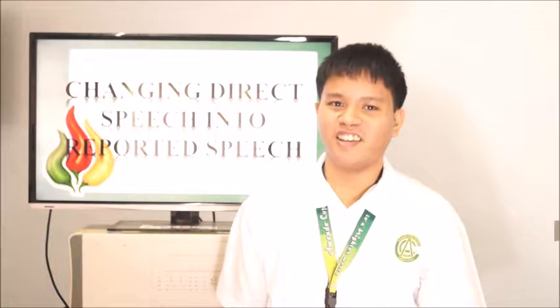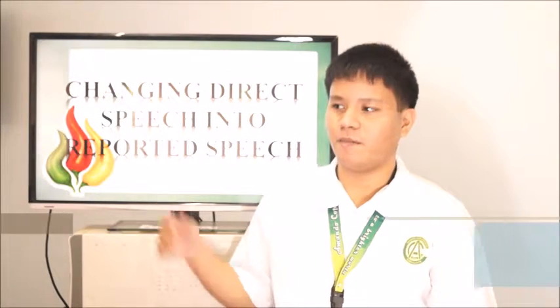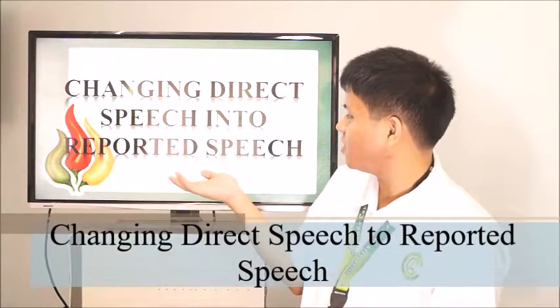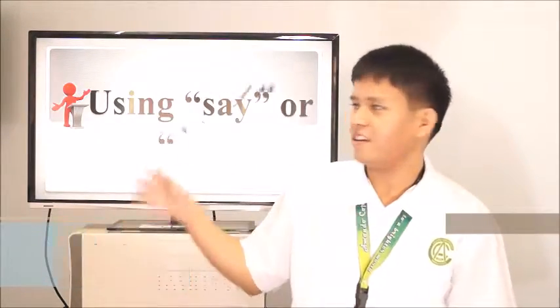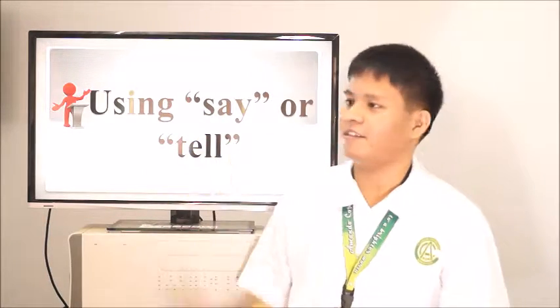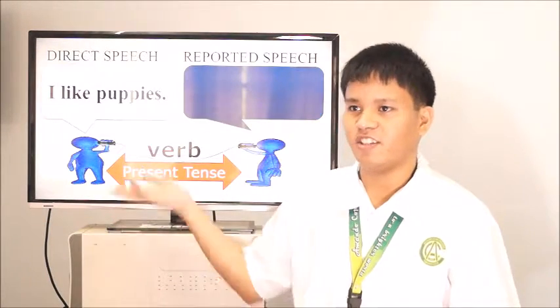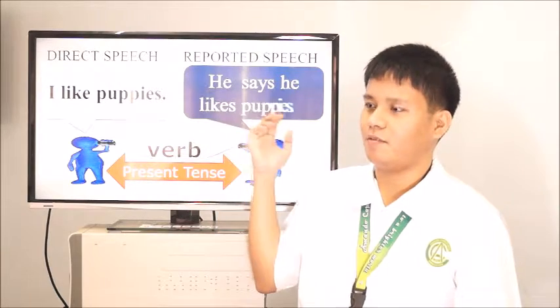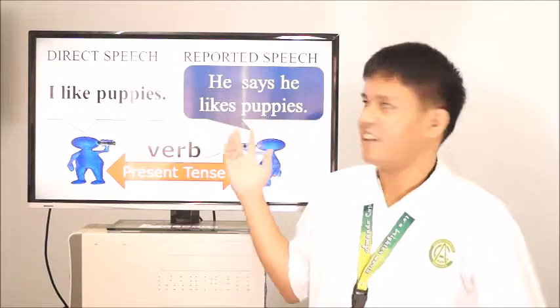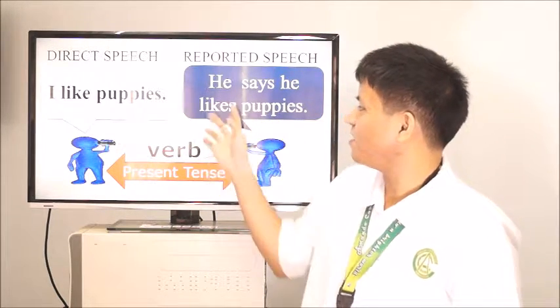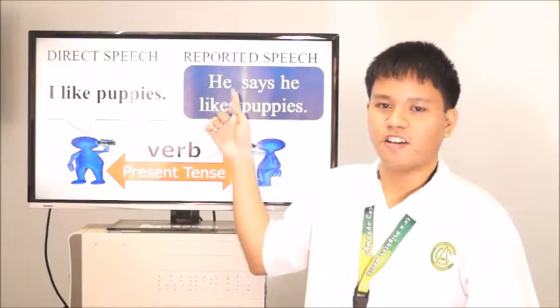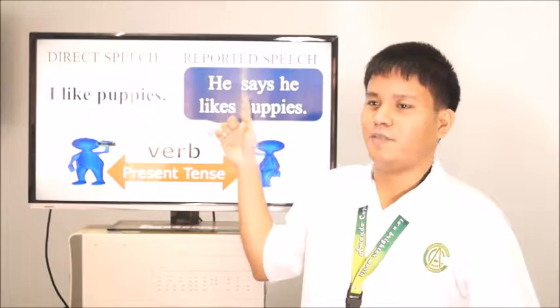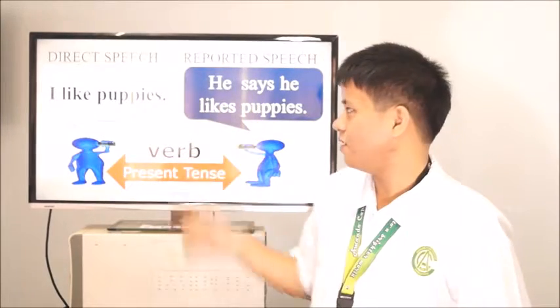Today I'll be tackling English, and our report will be about changing direct speech to reported speech when using say or tell. In direct speech: "I like puppies." In reported speech: He says I like puppies. As you can see, we use he. It's important to change the gender of who you're talking about. Depending on whether it's a boy or a girl, you can use he or she.